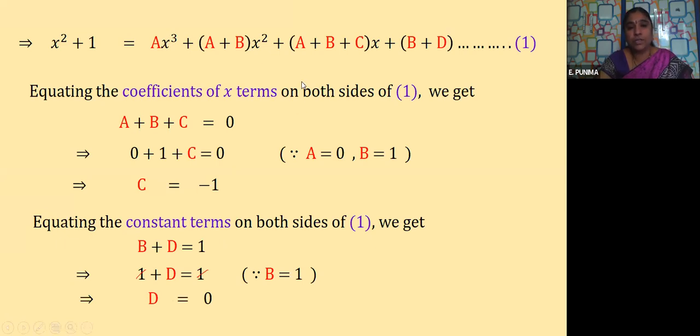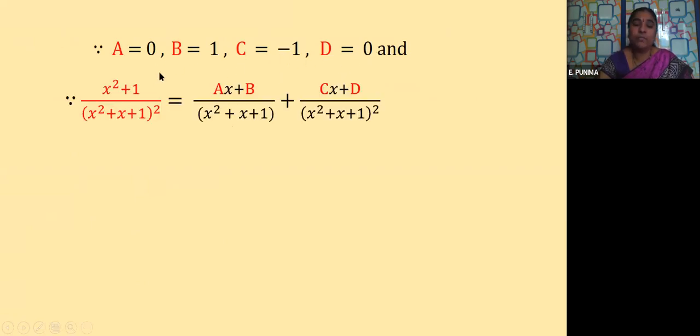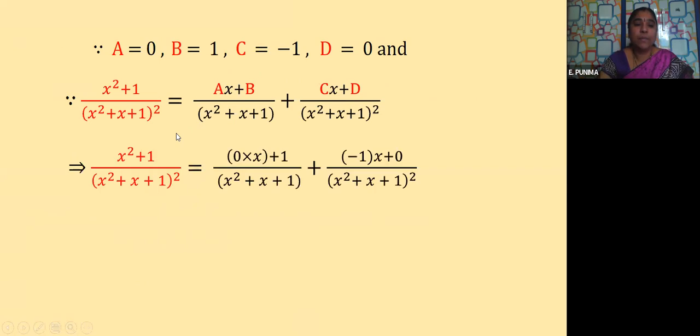Now we got all the constants. Yes or not? So let us see here one by one. These are the four constant values we have. And what is our equation which we split into partial fractions? This is our equation. Do you remember? Yes. So now wherever constants are there, these values have to be replaced. So then it will be x square plus 1 by x square plus x plus 1 whole square is equal to A is 0, so 0 into x plus B is 1, by x square plus x plus 1, plus C is minus 1, so minus 1 into x plus 0, by x square plus x plus 1 whole square.